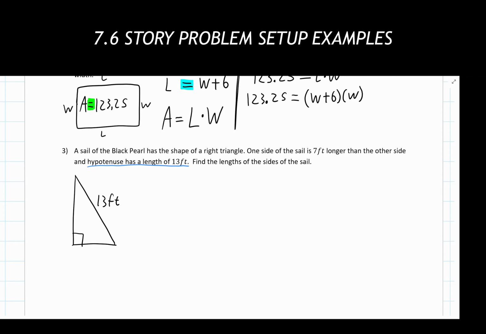Now the first part of this sentence, we're told one side of the sail is 7 feet longer than the other side. So that buzzword is showing up in here. Okay, so let's say this side length, we'll call it A. This other side length, we're going to call it B. Don't know what it is right now, but we have A and B. And we're told one side of the sail is 7 feet longer than the other side. Now this doesn't tell us inherently, is this A or is this B?